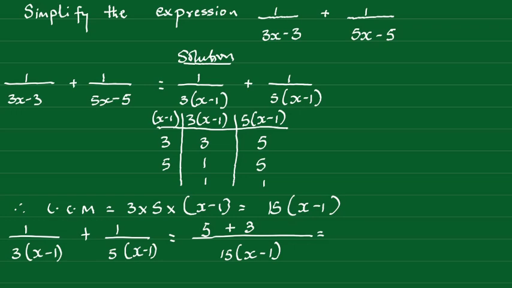All right. Now, 5 plus 3, we have 8 at our numerator, while at our denominator, we have 15 bracket open, x minus 1 bracket close. This is our final answer to this expression.